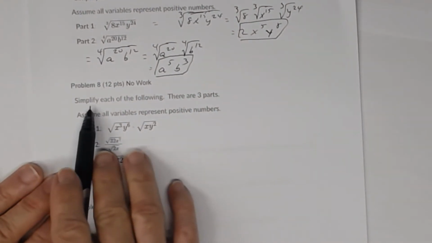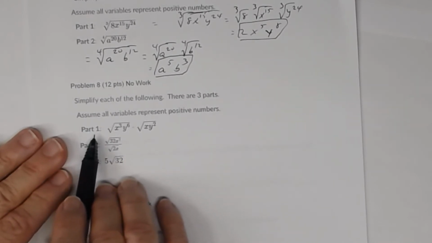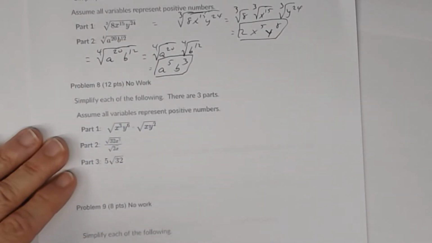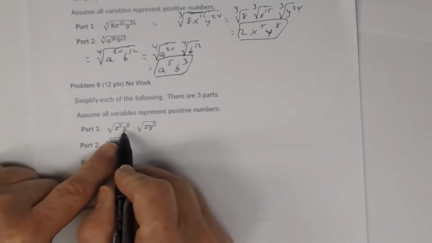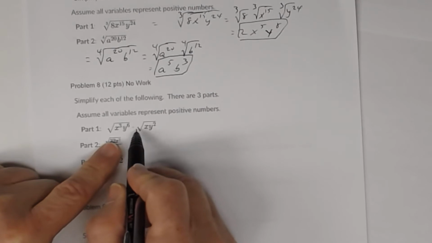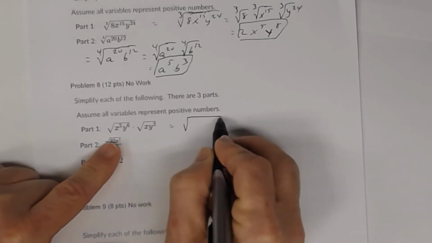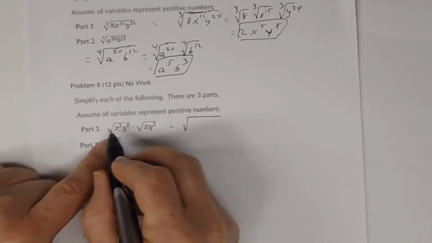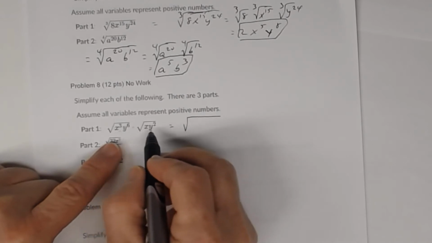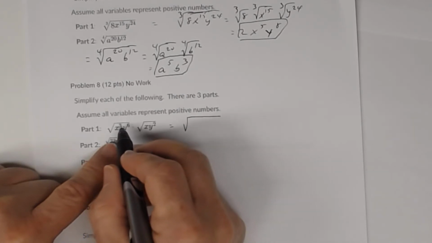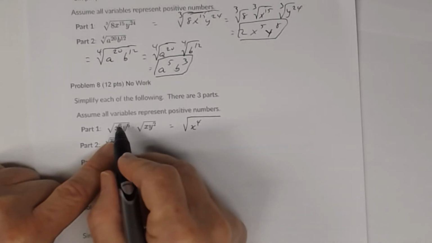Okay, in problem 8, there are 3 parts here, and you want to simplify each of those. So assume all variables represent positive numbers. So I have a square root of x cubed y to the 6 times a square root of x y squared. So I can write this as one square root just by multiplying the radicands. So since the indices are the same, when you multiply, you just multiply the radicands together. But remember, x cubed times x is x to the 4th.